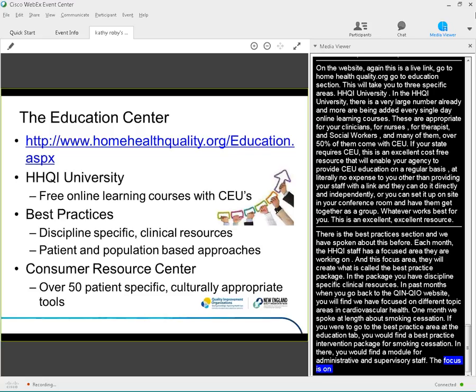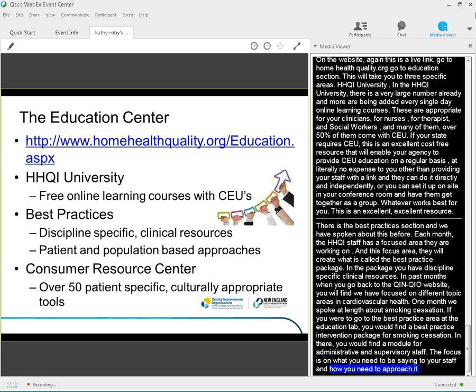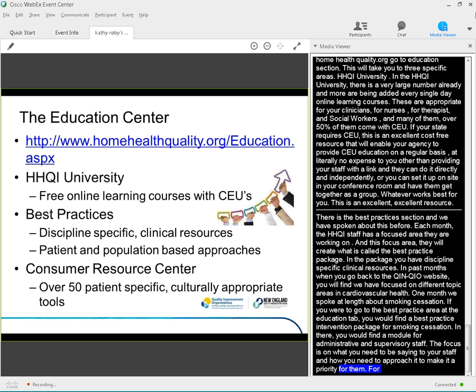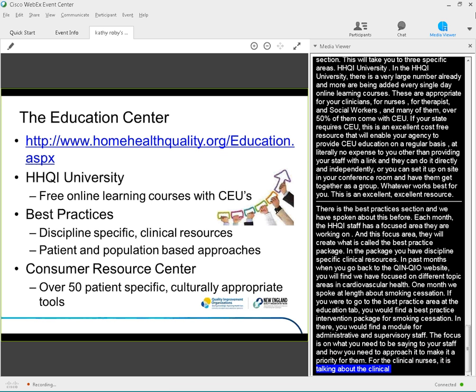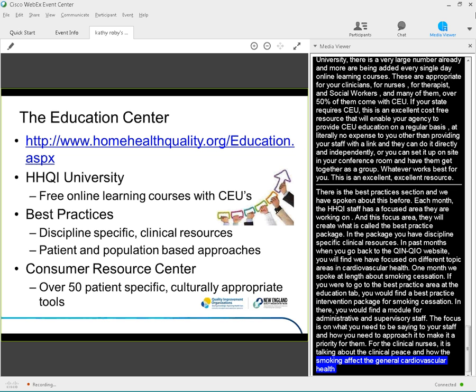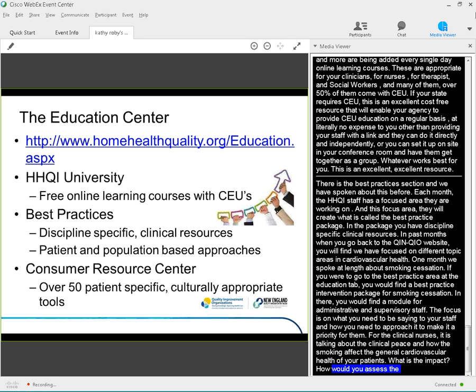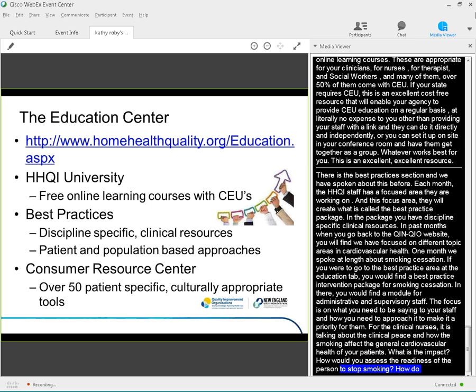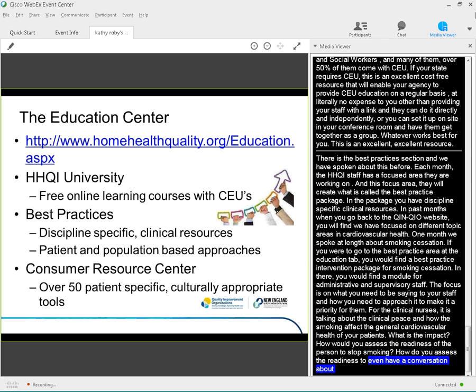For the clinical nurses, it's talking about the clinical piece. How does smoking affect the general cardiovascular health of your patients? What is the impact? How would you assess the readiness of a person to stop smoking? How do you assess the readiness to even have a conversation about this very touchy topic? I know I'm a reformed smoker myself, and if someone had tried to broach that topic with me 30-something years ago, they might have gotten hurt.